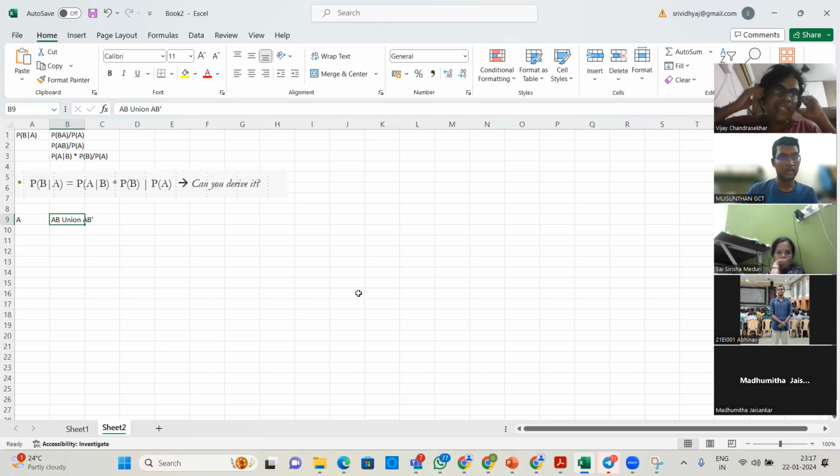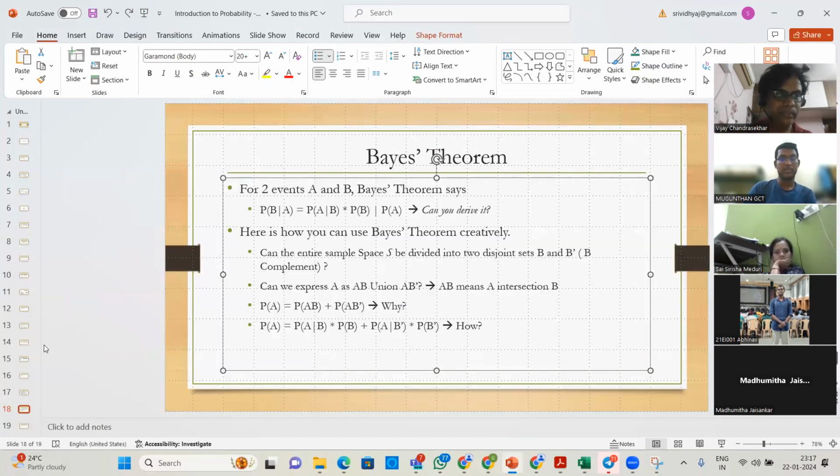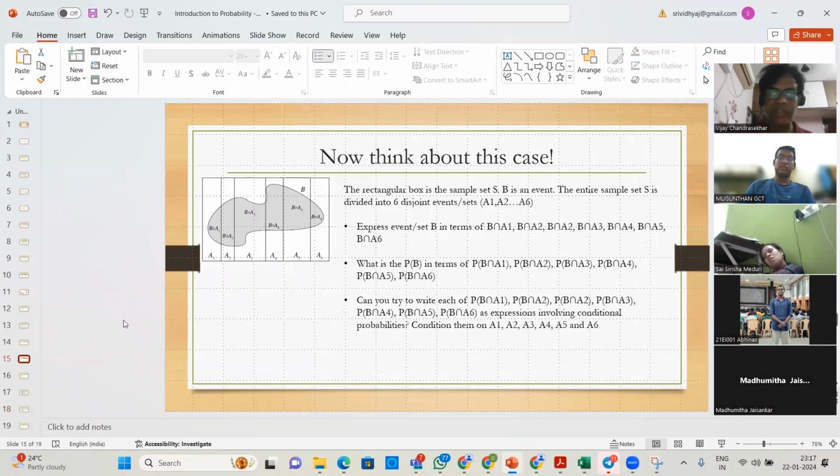I'm saying A is A intersection B union A intersection B complement. So the AB and AB complement are disjoint, correct? And they add together to form a complete set A. So this is exactly similar to the scenario that we saw here. No difference at all, right?